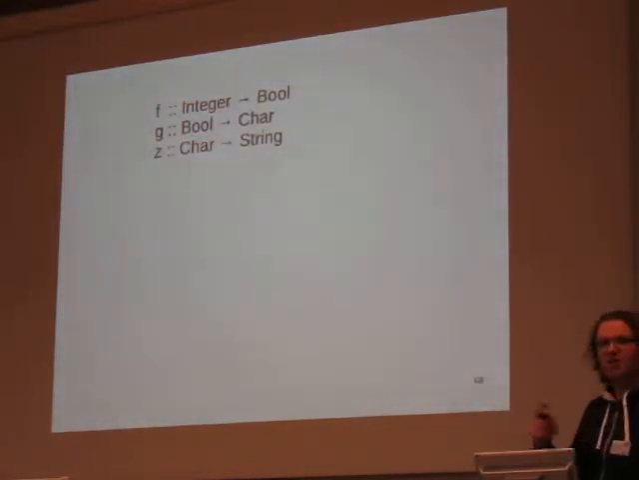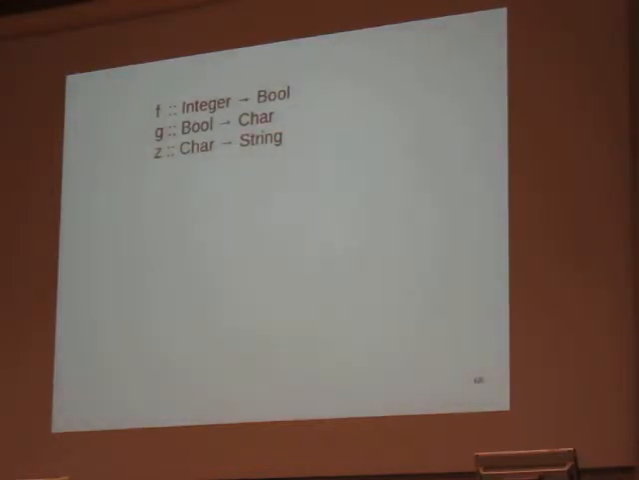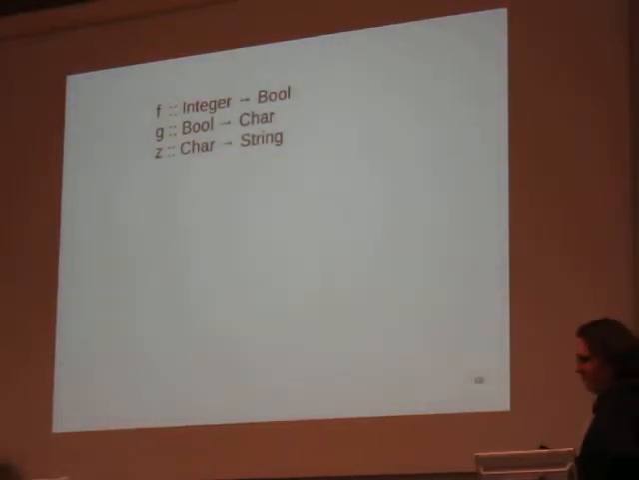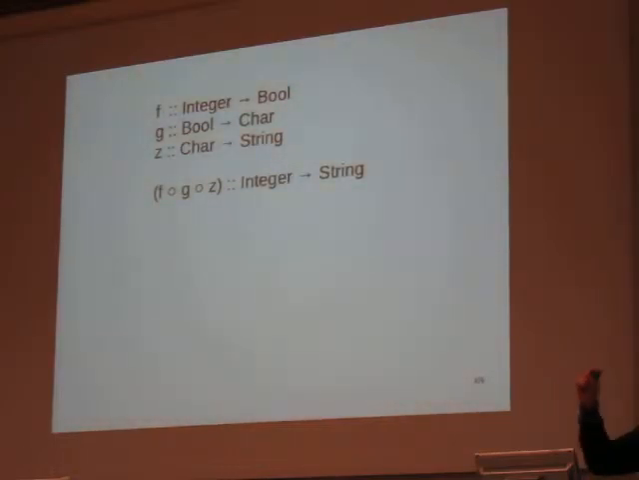So let's consider something simpler again, right? Because I like simplicity, and I hope you do too. Suppose we have three functions: f goes from integer to bool, g goes from bool to char, and z goes from char to string. And so it's obvious that we can compose these, right? So we compose these functions, and then we have a function of integer to string.